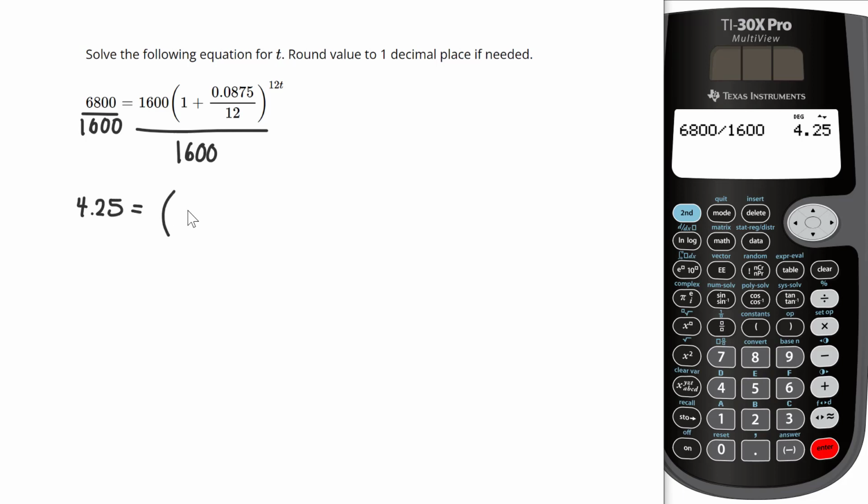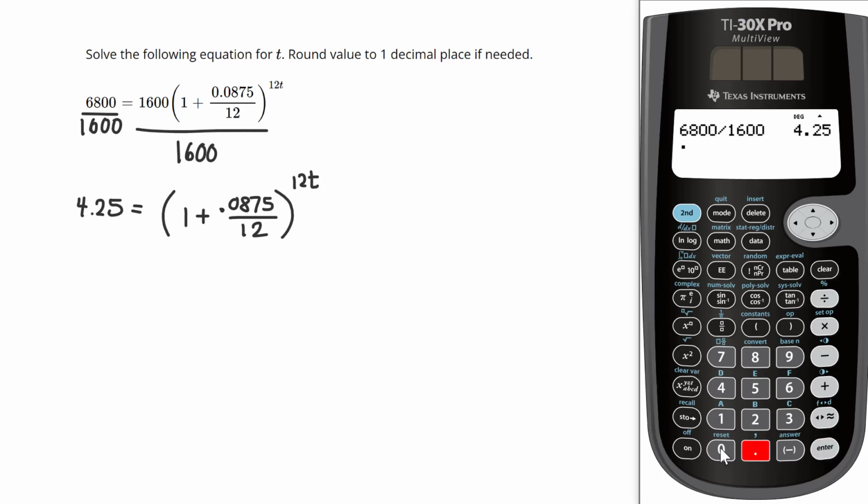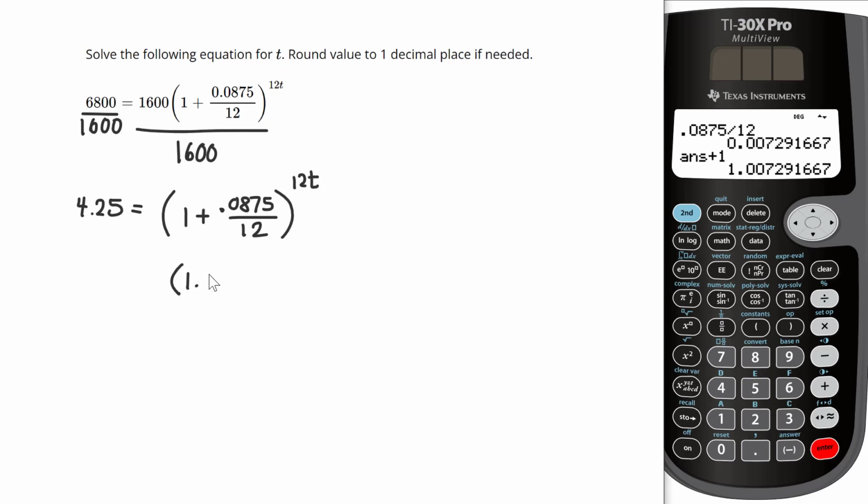I still have this parenthesis, 1 plus 0.0875 over 12, to the 12t power. My suggestion at this point is simplify inside of the parentheses so that that's a single number. So I would take 0.0875 divided by 12, add my 1 to the result, to give me 1.007291667. And remember, that actually continues on even if your calculator doesn't display it.